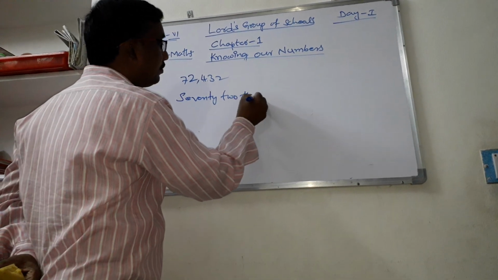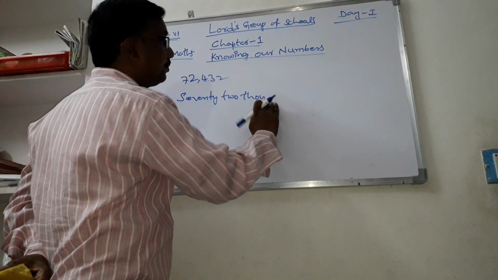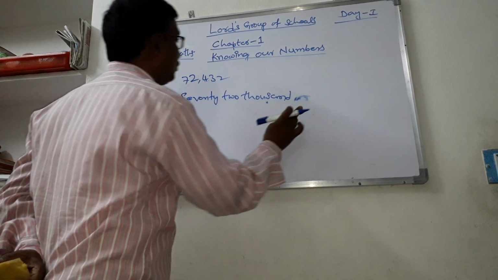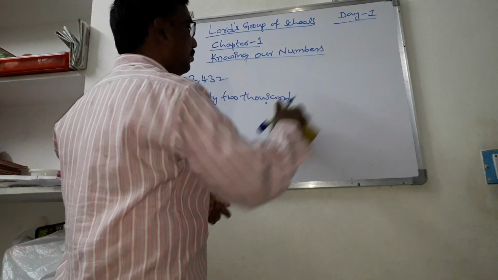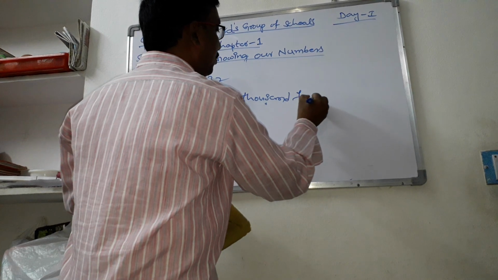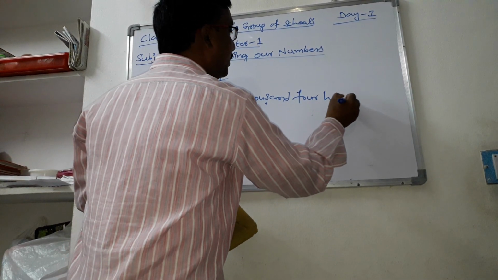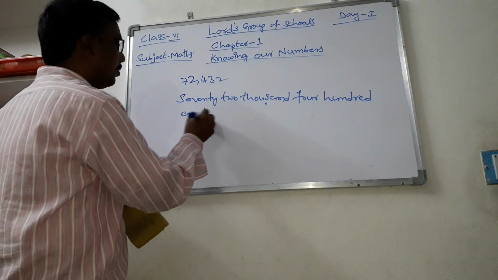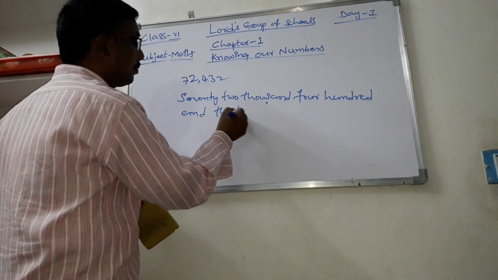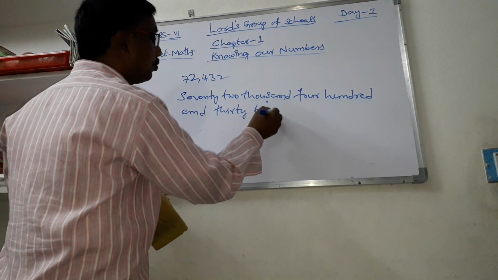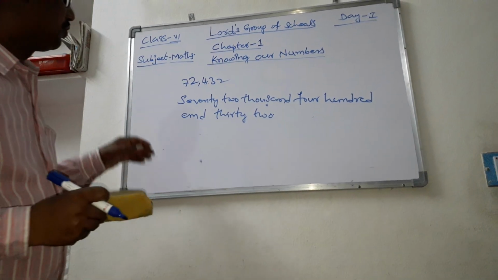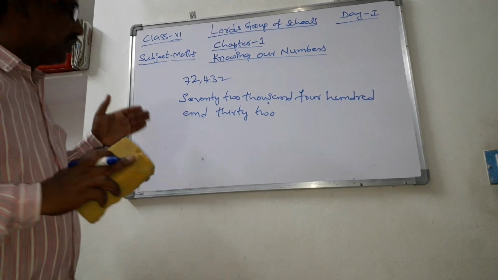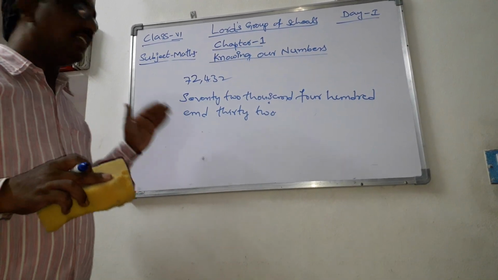72,000 400 and 32. Like this, when a number is given to us, we will write the given number in words. In reverse, sometimes the number is given in words, and we will write the number.